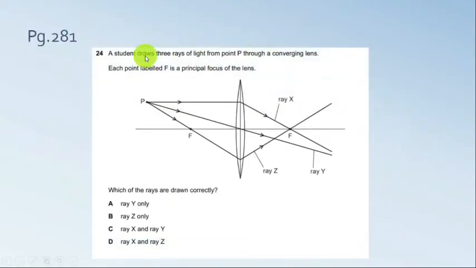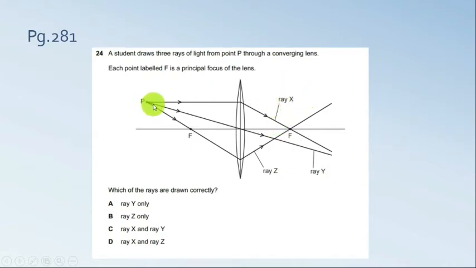A student draws three rays of light from point P through a converging lens. Each point labeled F is a principal focus of the lens. So here F and F are the two principal foci of the lens. Which of the rays are drawn correctly? Let's see. You remember the three rays? One of them is parallel, then passes through the principal focus, so ray X is correct.